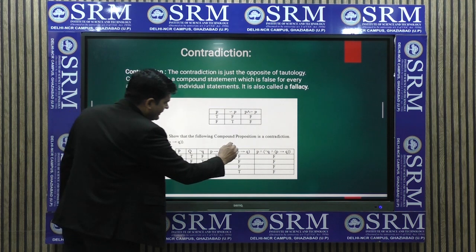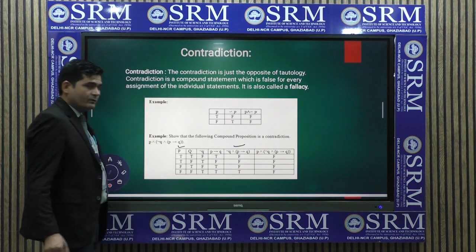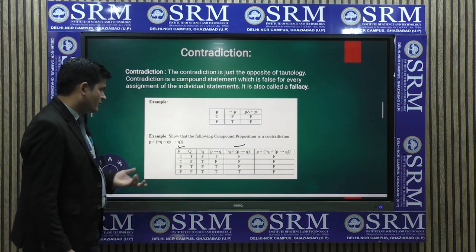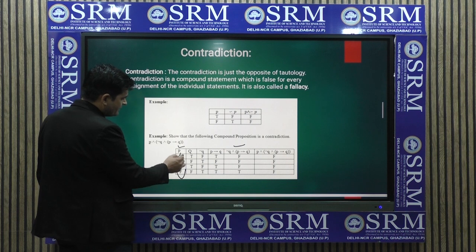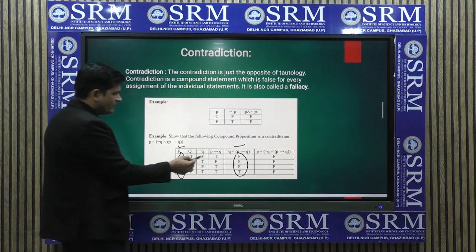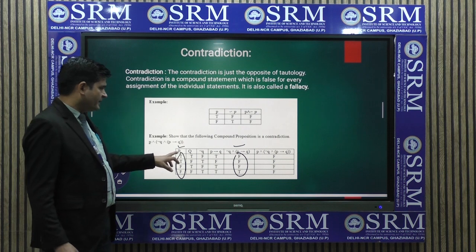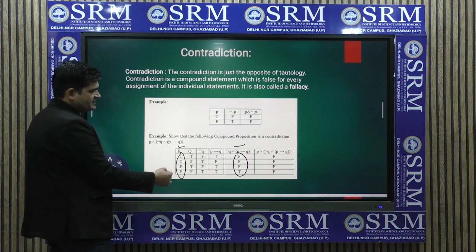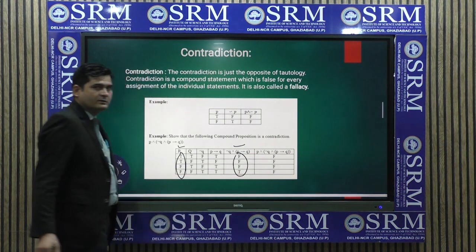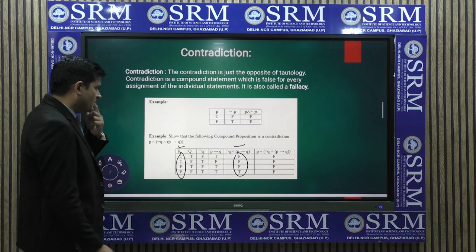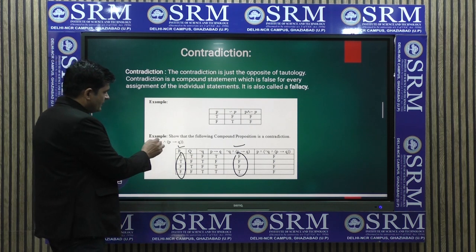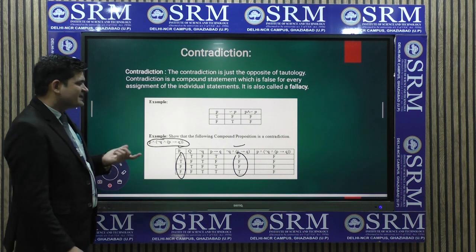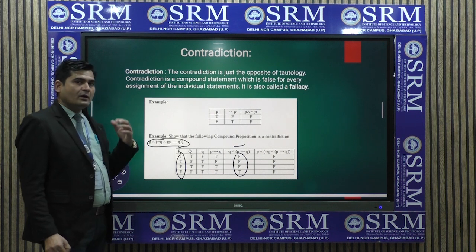Now I will find out the conjunction of this and this. Conjunction means if both the statements are true, then it is true, otherwise it is false. So here, student, you will see that at least one of the statements, either P or this proposition, is false. So their conjunction will have false truth values. All the truth values of this compound statement are false, so you will say that it is a contradiction.